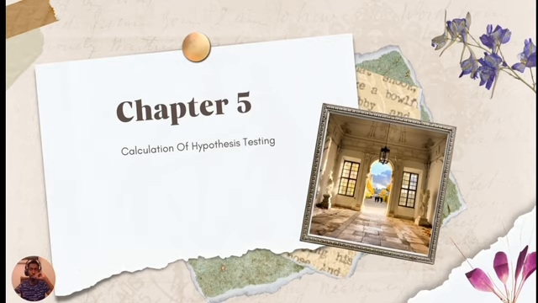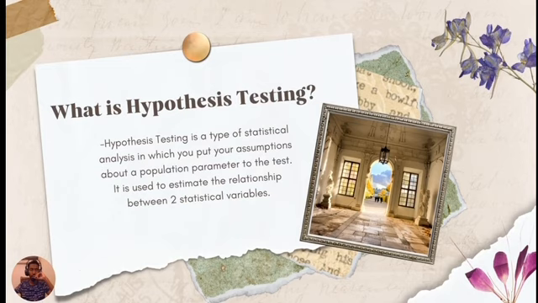Today I'm going to present about a chapter in statistics, that is chapter 5, which is calculations of hypothesis testing. Actually, what is hypothesis testing? Hypothesis testing is a type of statistical analysis in which you put your assumptions about a population parameter to the test. It is used to estimate the relationship between two statistical variables.